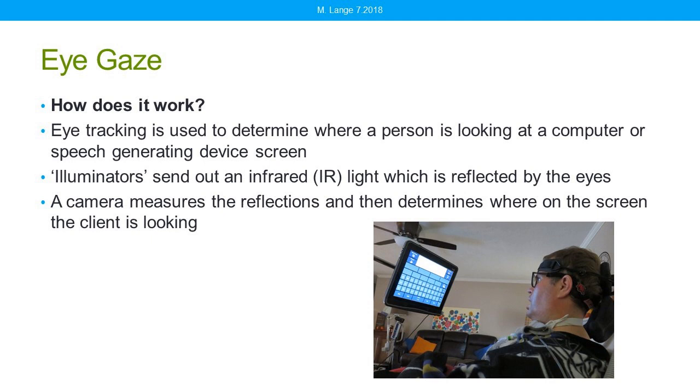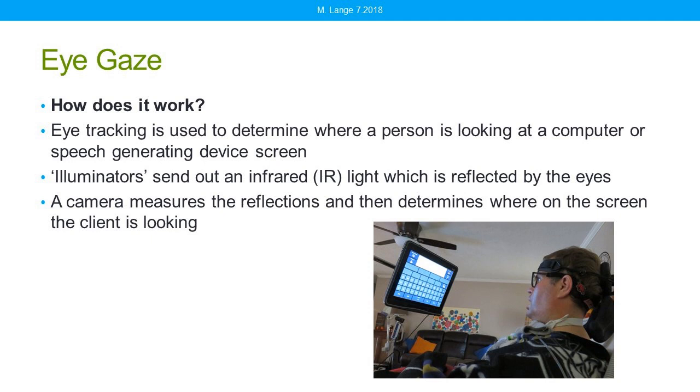So how does this work? Well, eye tracking is used to determine where a person is looking at their computer screen, at their speech generating screen. So there has to be some means of tracking, usually through a camera, where the client's eyes are. In some of these technologies, this is referred to as an illuminator. An illuminator sends out infrared light, and that's reflected by our eyes. So you've probably taken pictures of family members or friends, and sometimes someone's eyes turn red. The light is being reflected by the pupils, and it looks red in the photograph. This is very similar. These illuminators send out an infrared light. It's reflected back, and then a camera measures, using very sophisticated technology, the reflections and then determines where on the screen the client is looking.